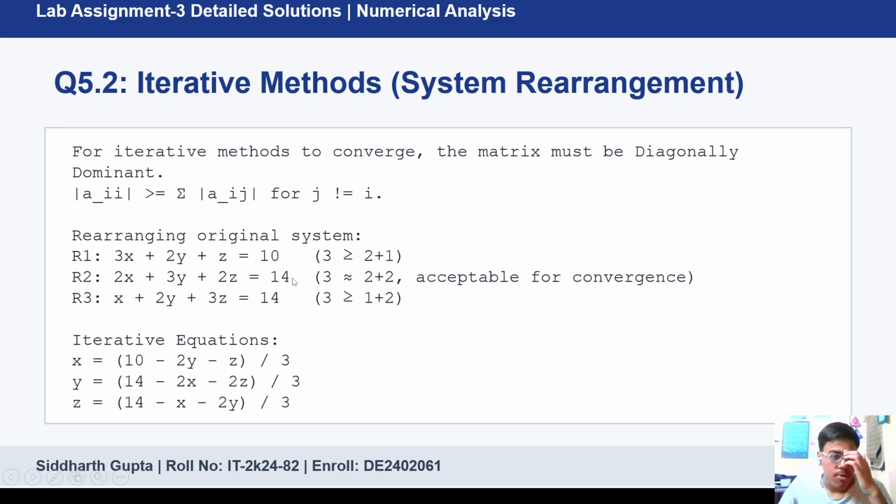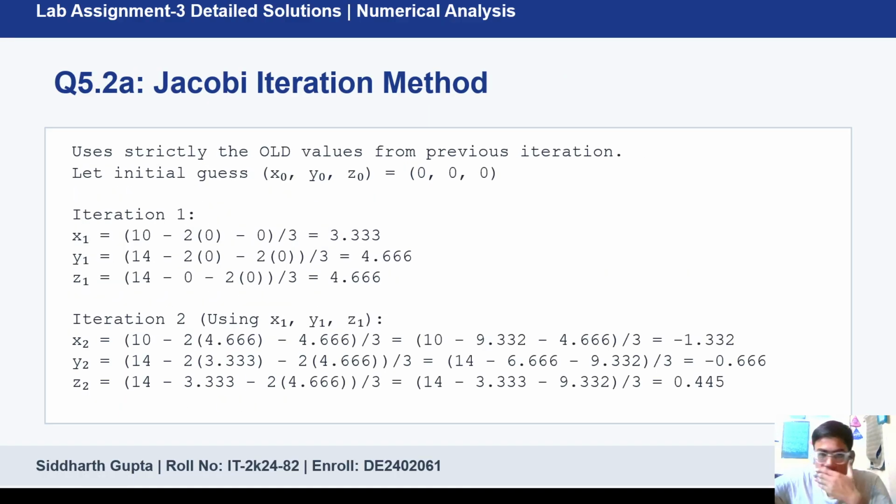So the value of x will come out to be (10 minus 2y minus z) upon 3, then y will be (14 minus 2x minus 2z) by 3, and z will be (14 minus 3x minus 2y) upon 3. So we will find the value of x, y, and z from these three equations. After finding these, what will we do?